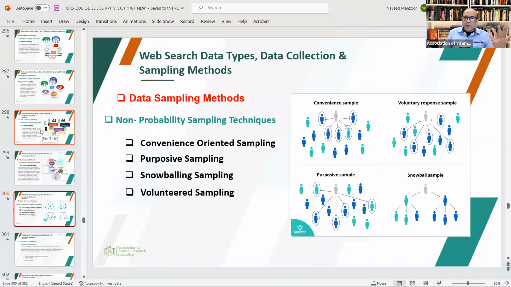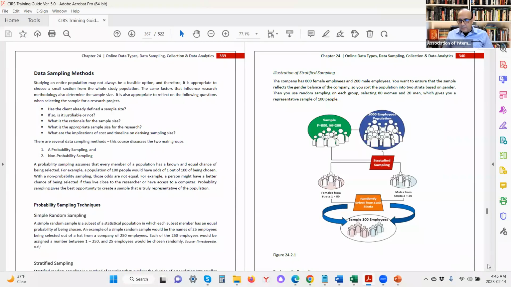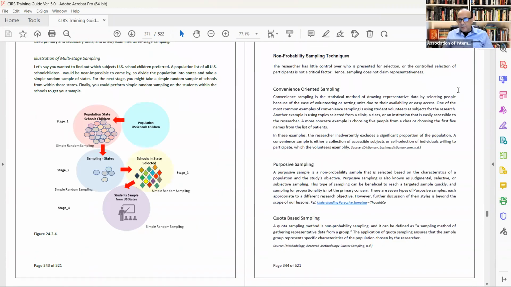Then we have non-probability sampling techniques. One is what we call convenience-oriented sampling. Let me show you, because I don't have examples of these. Let me just open the book and see if we have any diagram. I would rather read it and explain it to you.